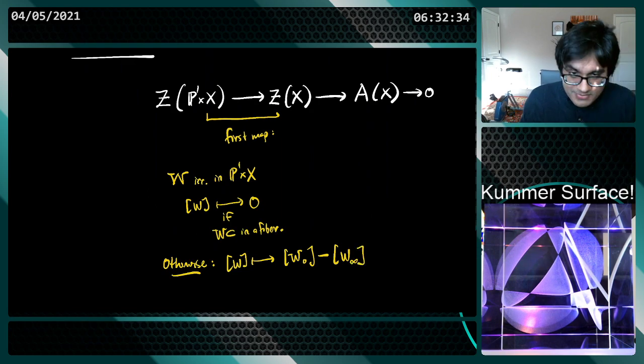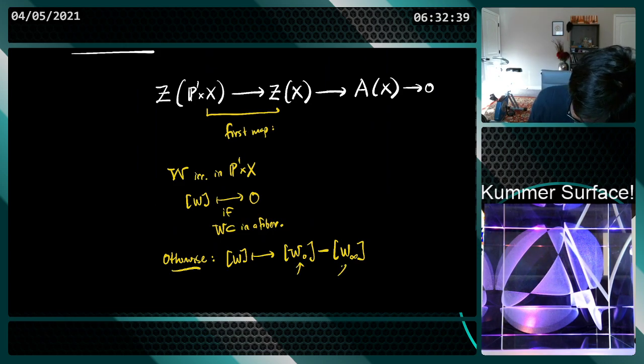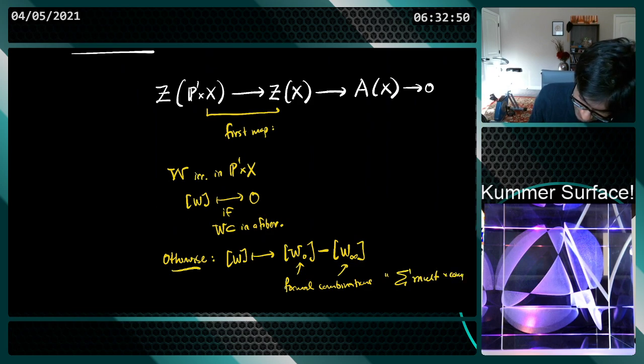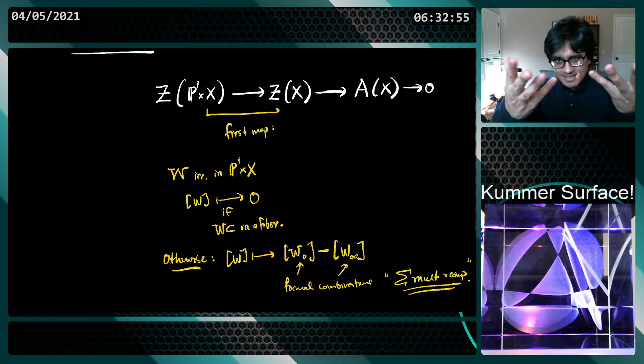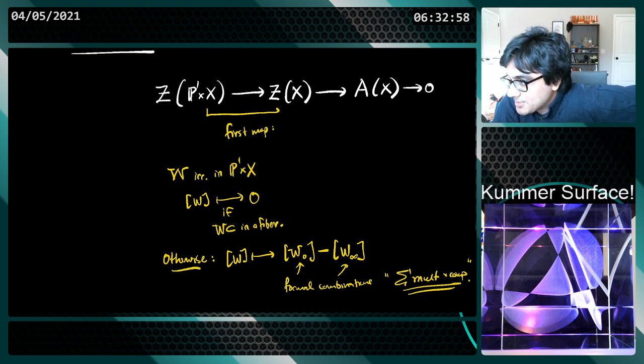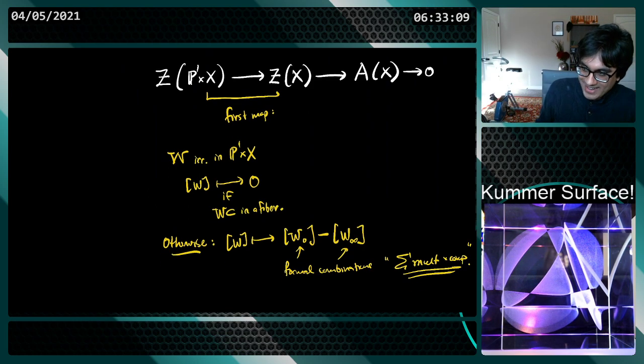In fact, any two fibers will do. These are the formal combinations, multiplicities times components. And that's how you express this Chow group, this quotient, in terms of homological algebra.